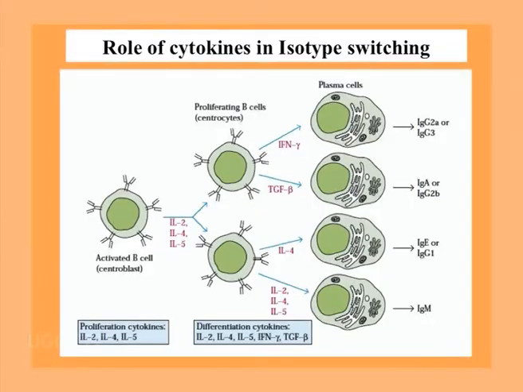In the presence of interferon gamma, IgM will be changed to IgG, whereas in the presence of TGF beta, that is transforming growth factor beta, IgM switches over to IgA. That means the mu sequence is changed or replaced by the alpha sequence. Whereas in the presence of interleukin 4, IgM switches over to IgE.